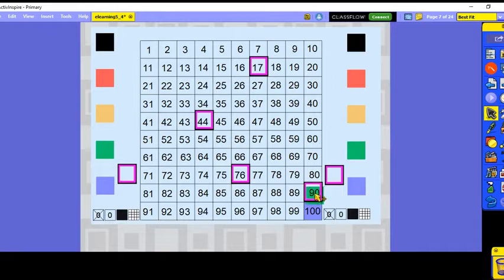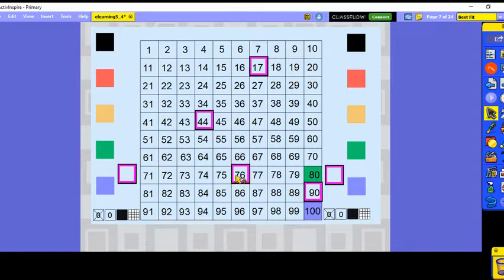Now let's look at 90 and we'll find 10 less than 90. For 10 less than 90, we're going to go up on the chart. We're getting less. 10 less than 90 is 80. So 10 more than 90 is 100. 10 less than 90 is 80.